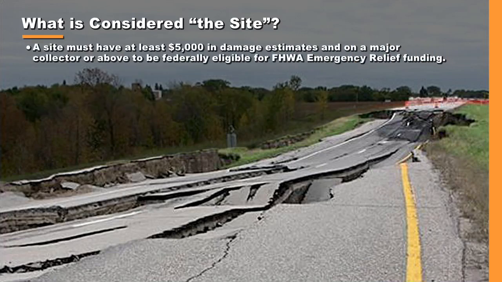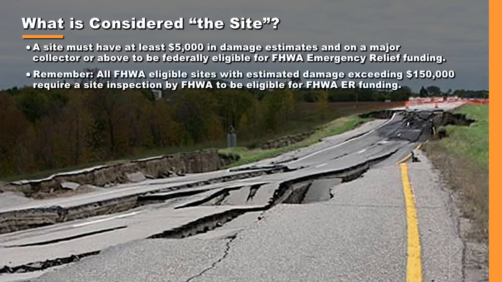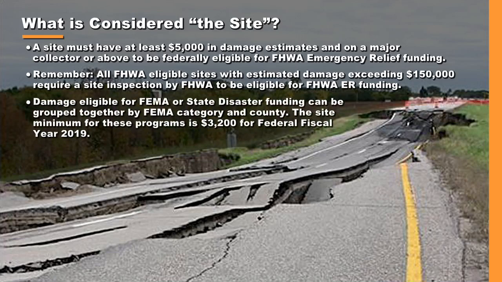A site must have at least $5,000 in damage estimates and be on a major collector or above to be federally eligible for FHWA emergency relief funding. Remember, all FHWA eligible sites with estimated damage exceeding $150,000 require a site inspection by FHWA to be eligible for FHWA-ER funding. Damage eligible for FEMA or state disaster funding can be grouped together by FEMA category and county. The site minimum for these programs is displayed.